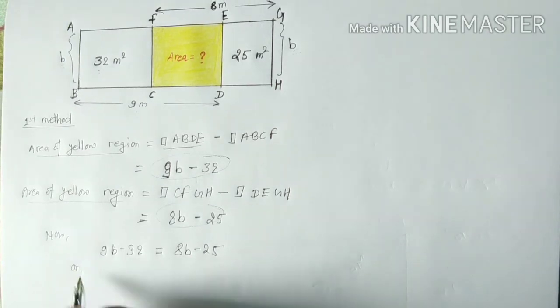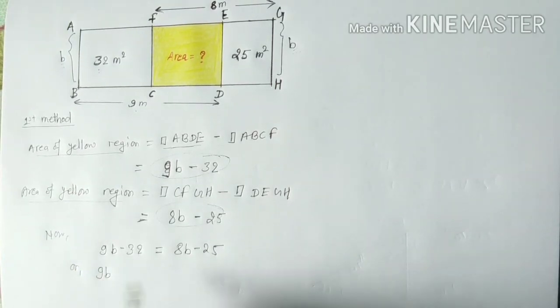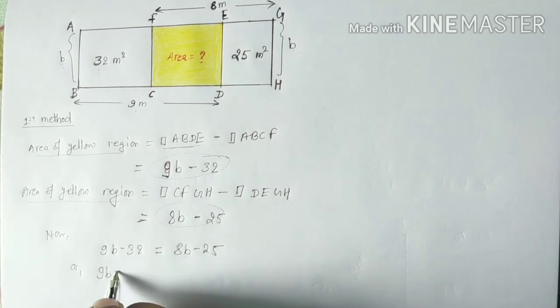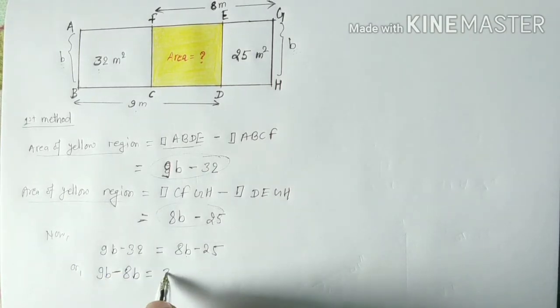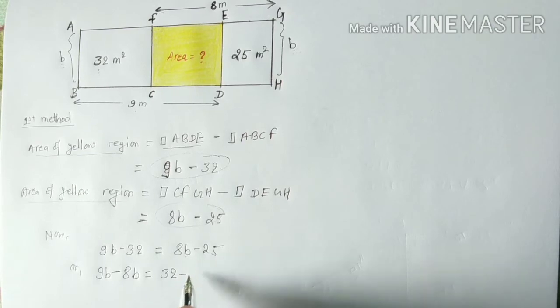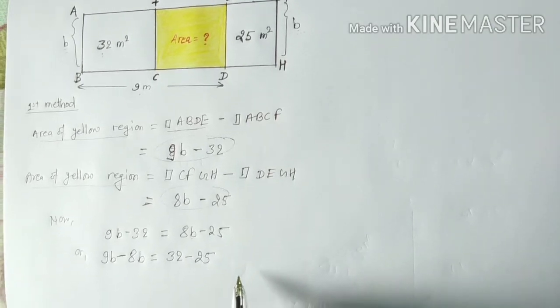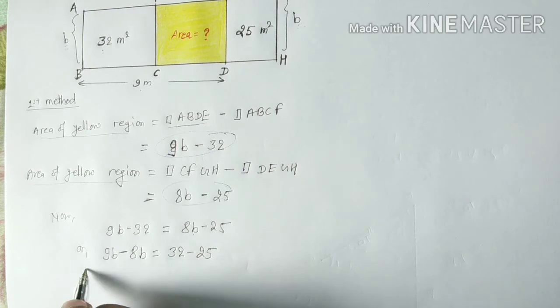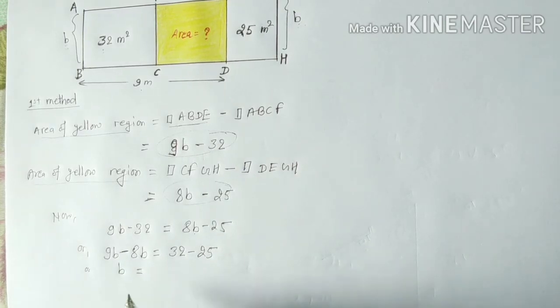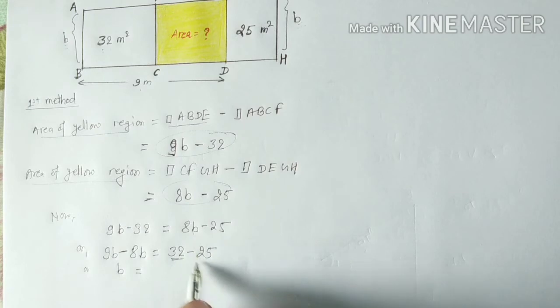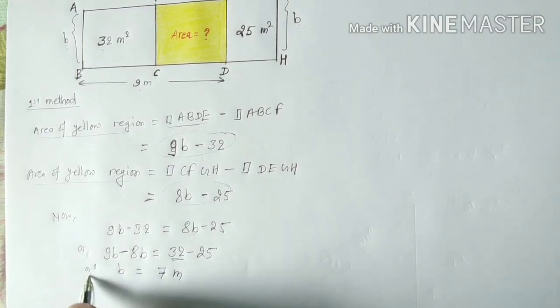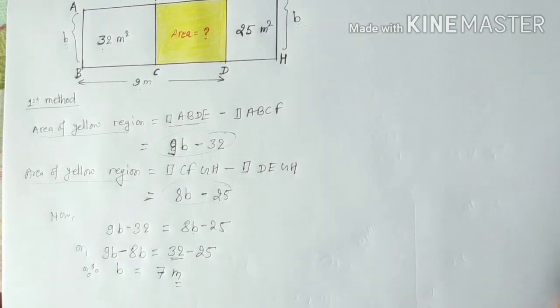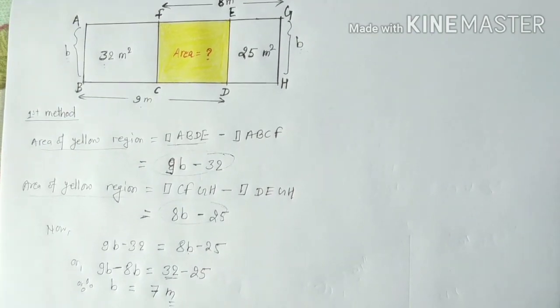Now we will solve this to get the value of b. So 9b, and if we bring this 8b to this side, then we will have minus 8b, is equal to, if we bring this 32 to that side, then this will be plus 32, and minus we already have here minus 25. Now if we subtract 8b from 9b, then we have b is equal to, and if we subtract this 25 from 32, then we have 7. So b is equal to 7, means the breadth of both these rectangles becomes 7 meter.